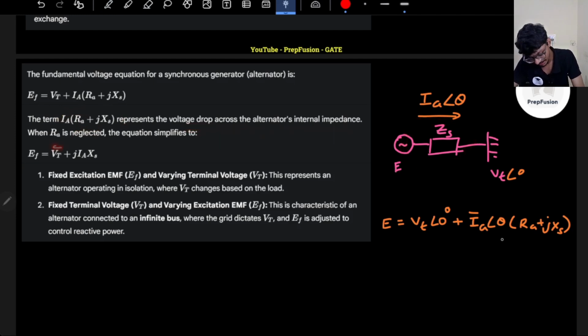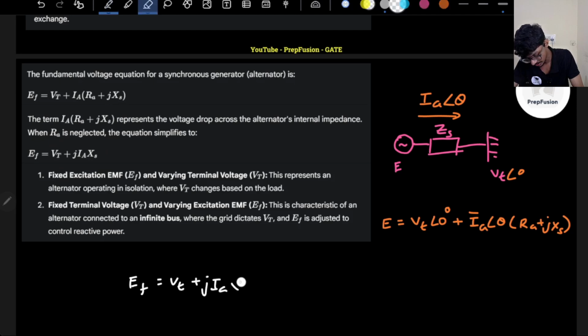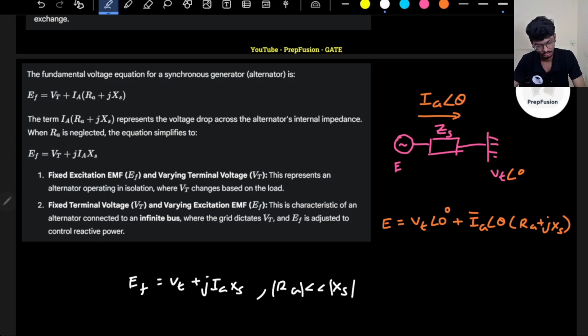Now if I neglect the Ra, then the analysis will become much simpler. E_f will be equal to Vt plus j Ia Xs. This equation is very important actually, and we'll analyze it. Generally Ra will be much lower in magnitude than Xs, as you will see in the questions as well, so you can neglect the Ra.